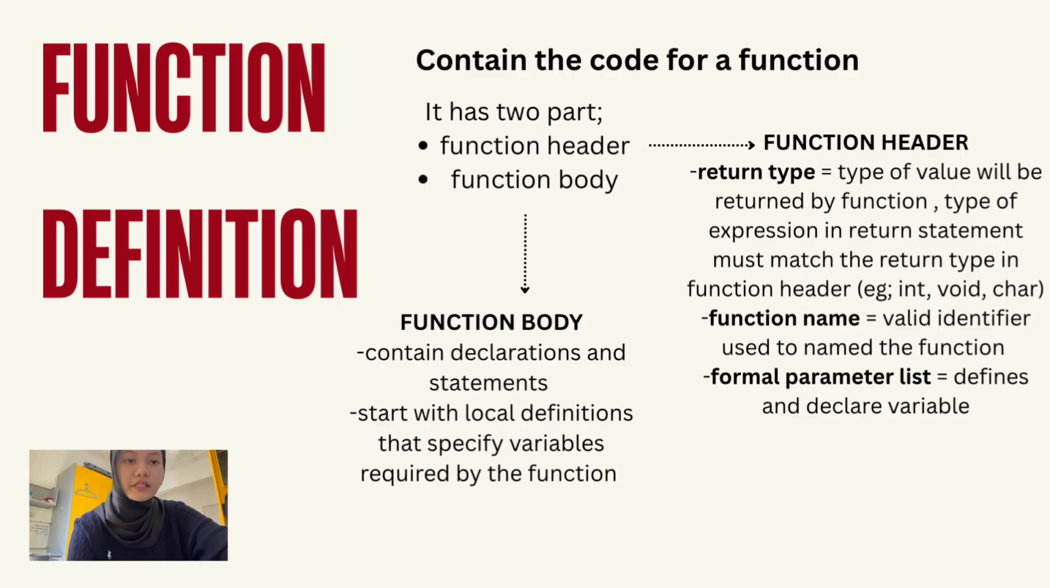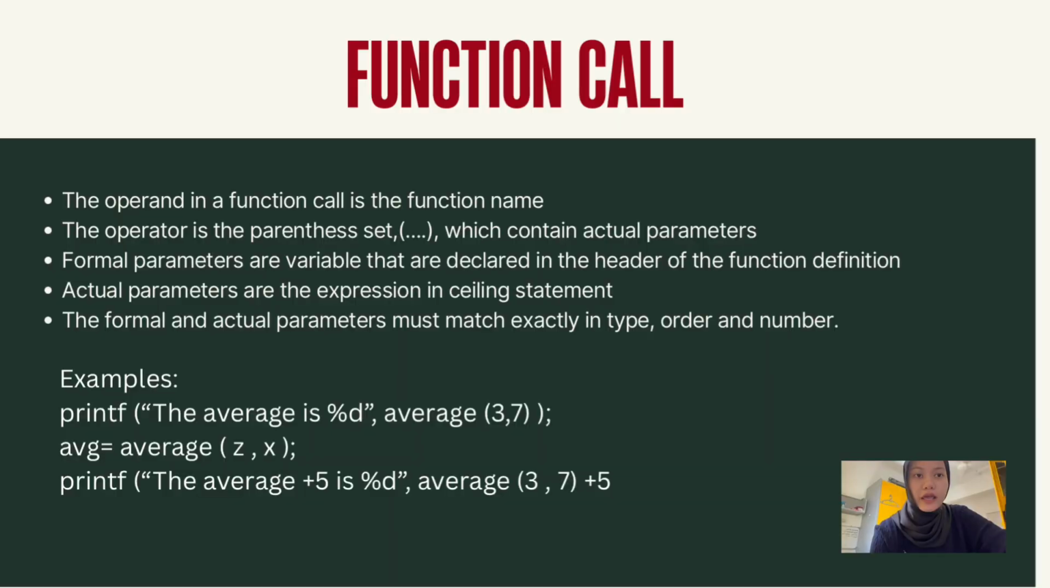It starts with a local definition that specifies variables required by the function. Next, we're going to learn about function call. The operand in a function call is the function name. The operator is the parentheses, which contain actual parameters.